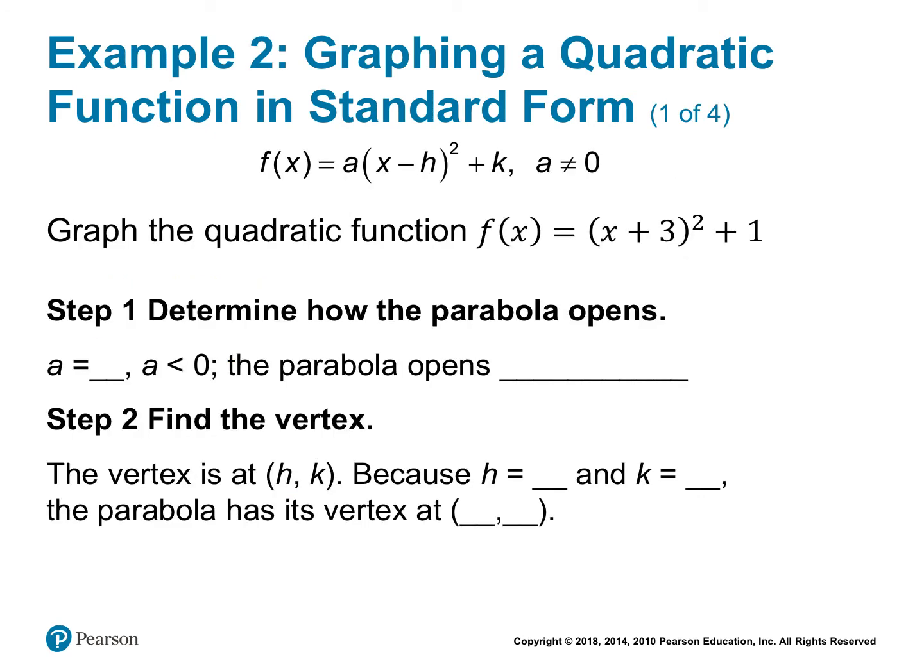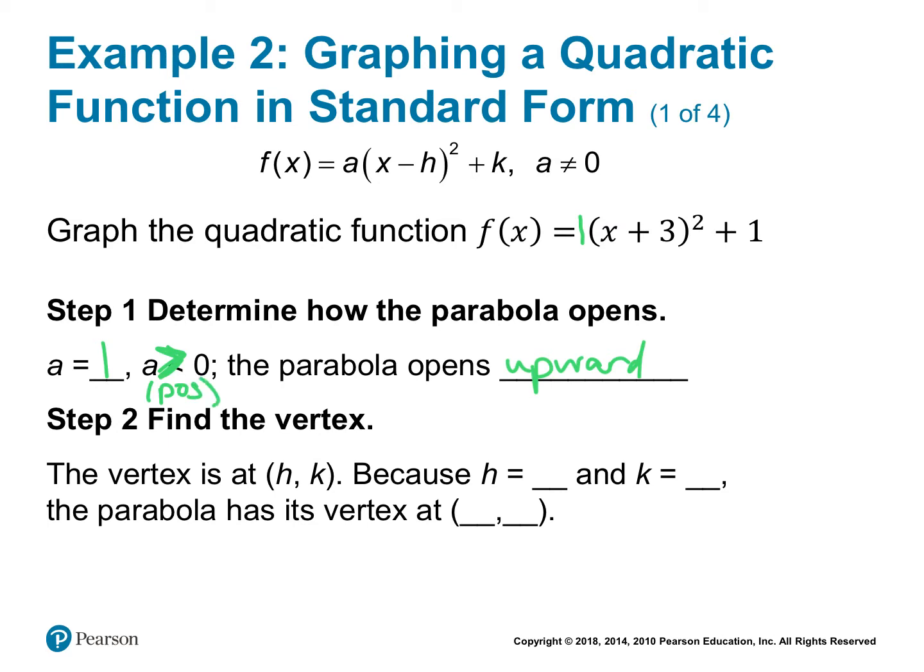Okay, let's try another one of those. So this one, out in front, I have nothing, so it's just like a 1. So a equals 1. And sorry, this should say a is greater than 0. So the parabola opens upward. So if it's a positive number, it's going to be opening upward.